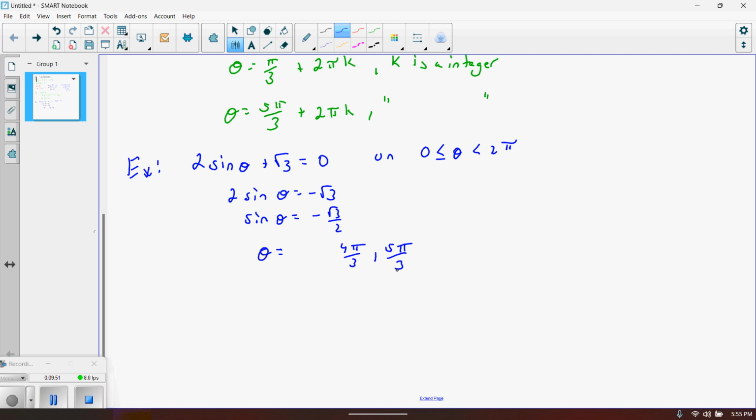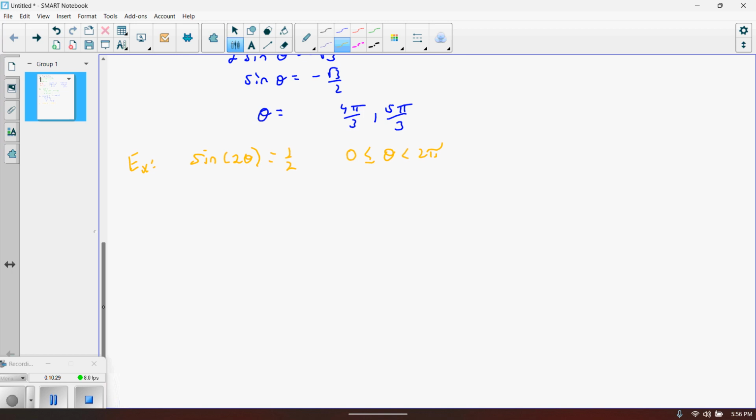All right, let's do something that's a little bit different, because I think those are relatively basic. Let's do an example where we have the sine of a double angle, 2 theta, is going to equal 1/2. And we want this to be, again, on the interval from 0 to 2 pi. Notice we're not including the 2 pi, by the way, because that would be exactly the same place as the 0 if you go all the way back around the circle. So we don't need to include it twice.